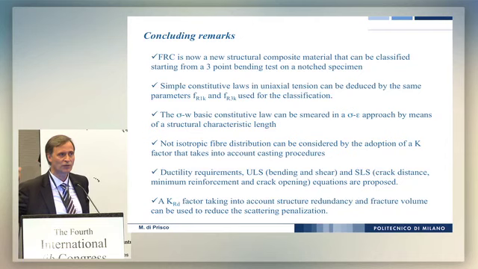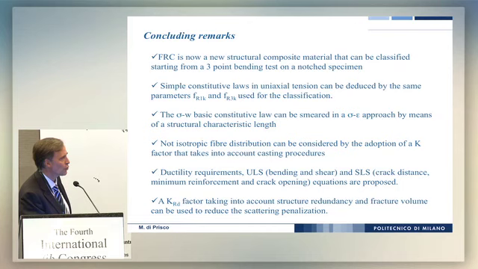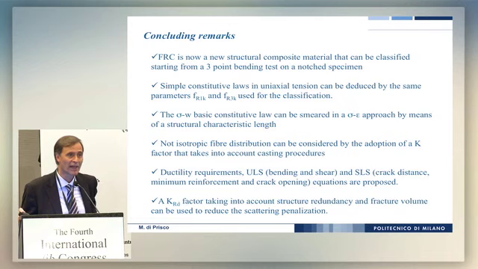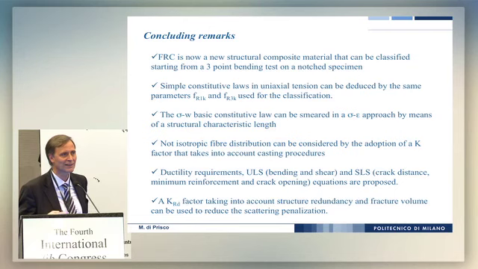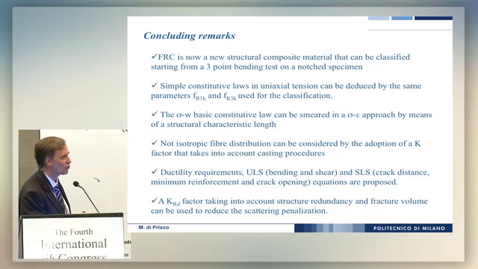Generally, the material is not isotropic, and so we can consider this in different ways, at the local or the global level, but we did it by means of a K-factor. At the moment, for the K-factor, the best measure is an experimental measure, but a lot of programs are in progress in order to give us an idea of how the fibers are distributed in the structure according to a fixed casting procedure.